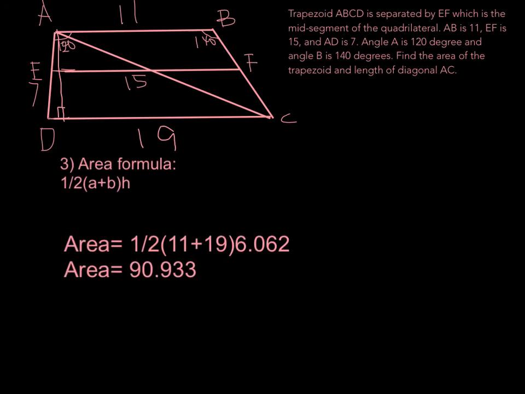Finally, to find the area, we have to plug in the area formula, which is half of base 1 plus base 2 times the height, which we found earlier, and we'll get 90.933.